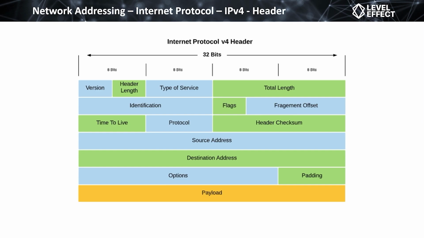The total length is the total header and payload length. So we started in the second field there with the header length, and that helps the device understand where the beginning and end of the header exists, but we also need to know the total length from the beginning of the header to the end of the payload so that the computer understands all the bits it needs to process for this one packet. We have the identification field, or the IP ID field.